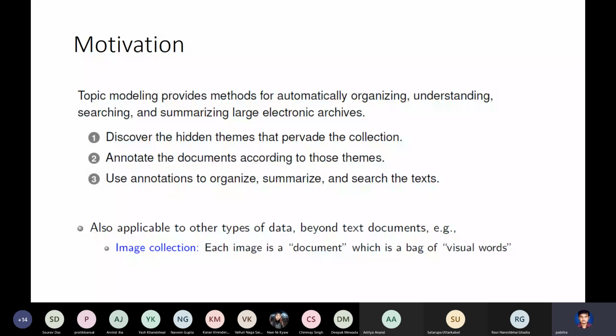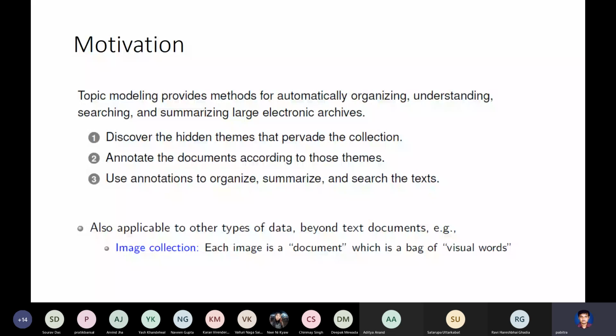topics are inside a collection, and discover the hidden topics, and then once you annotate, use these to maybe search, maybe cluster or categorize, maybe to generate summaries. You can do all these kinds of tasks once you have annotated. Any digital library would be very happy to annotate like that.